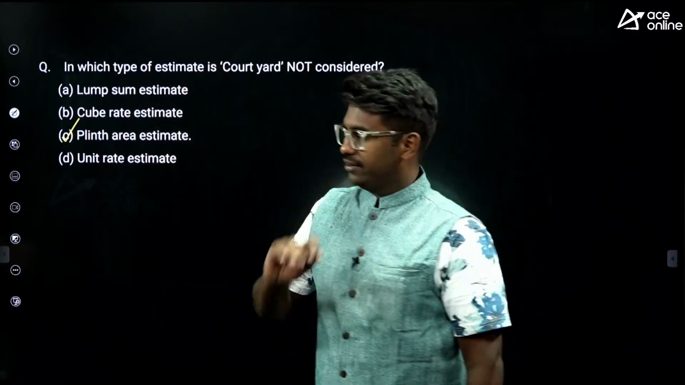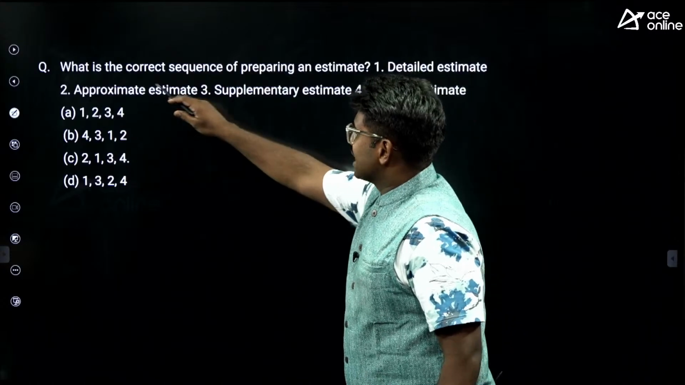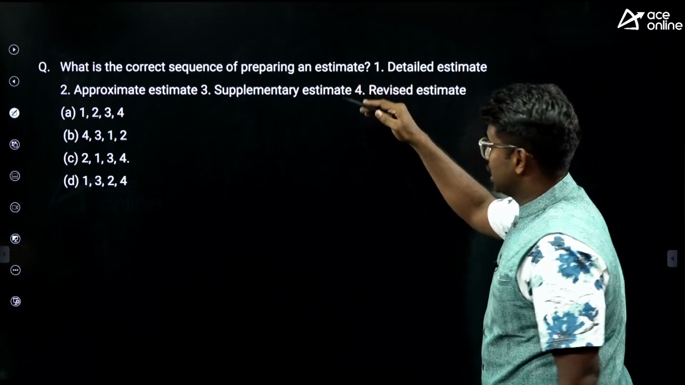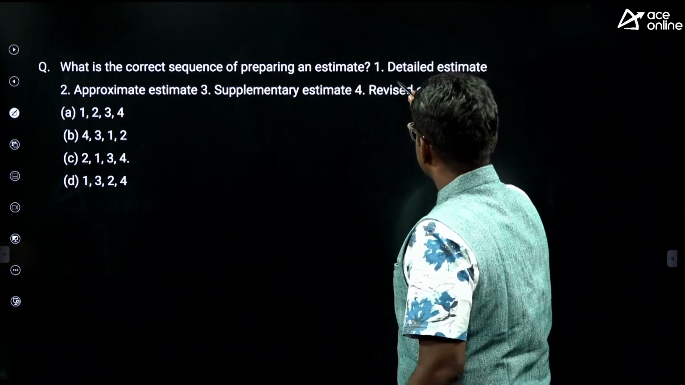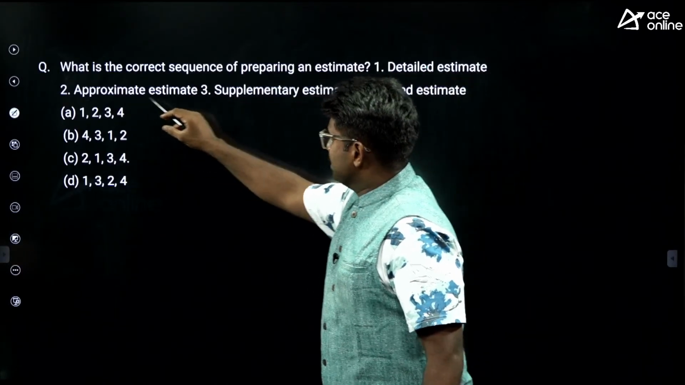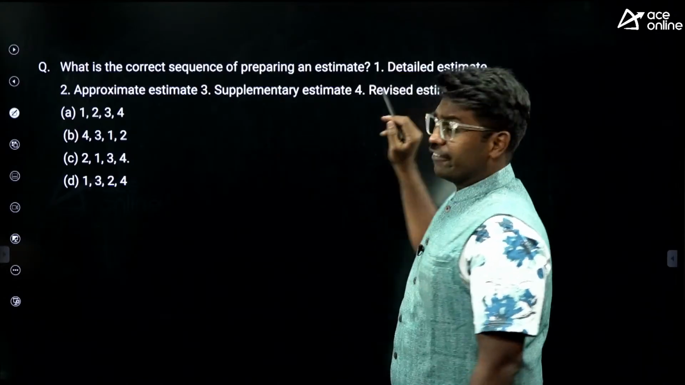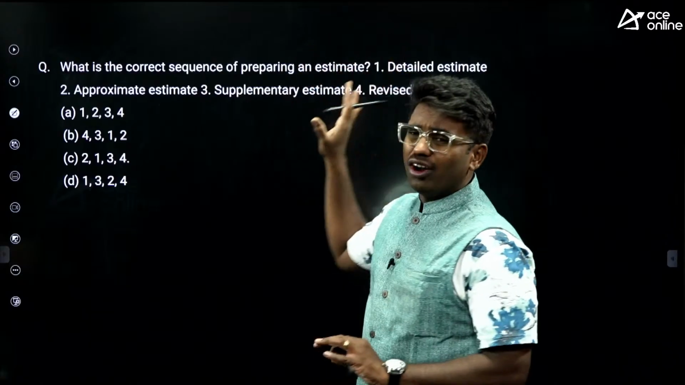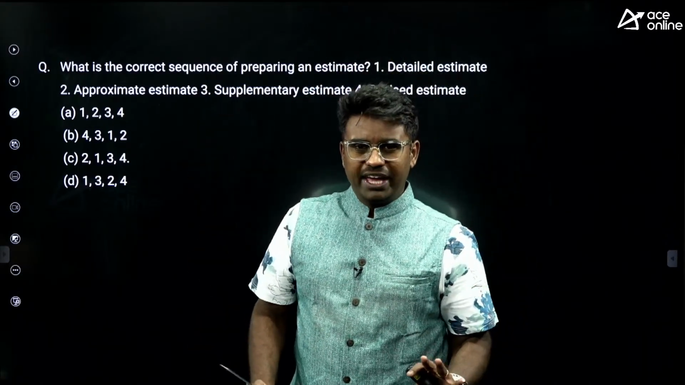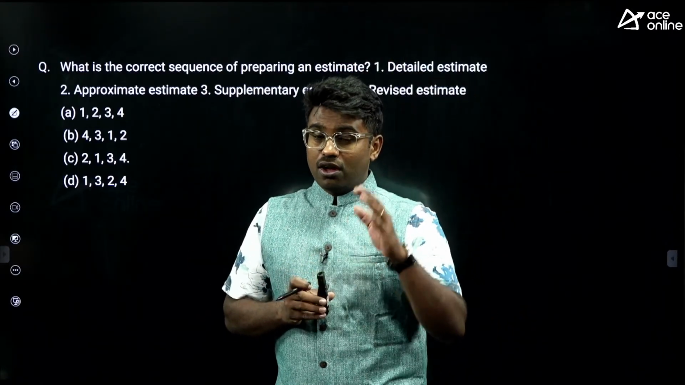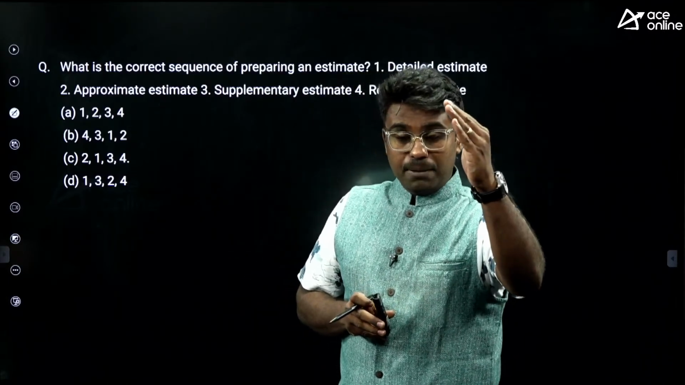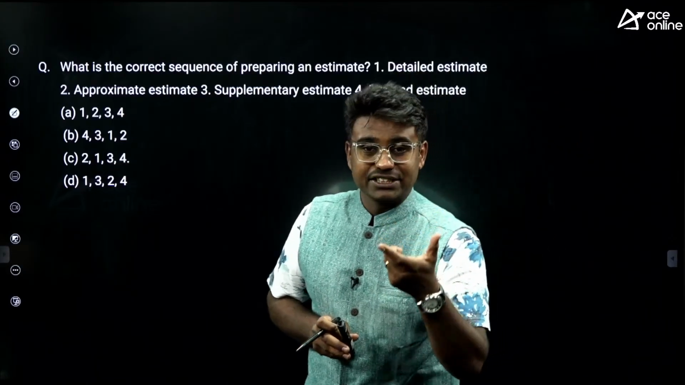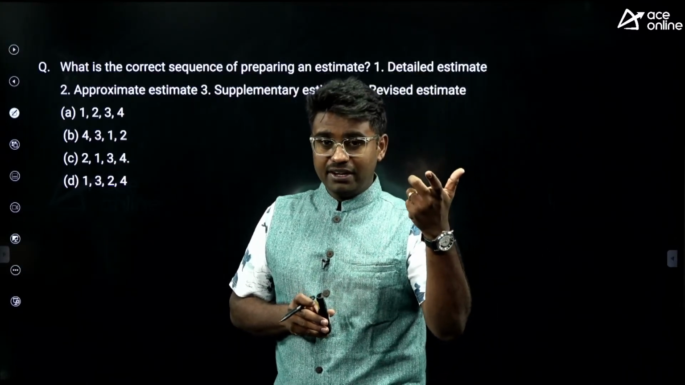Right. Then, what is the correct sequence of preparing an estimate? Let us see what the given things are: detailed estimate, approximate estimate, supplementary estimate, revised estimate. Before you answer this question, you have to know what is what. First, as I've told you, administrative approval and technical sanction. What is administrative approval? What is technical sanction? Why is it given, right?